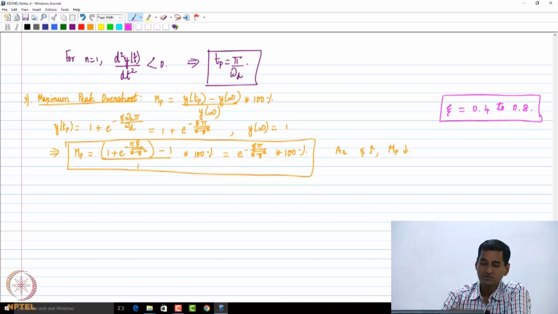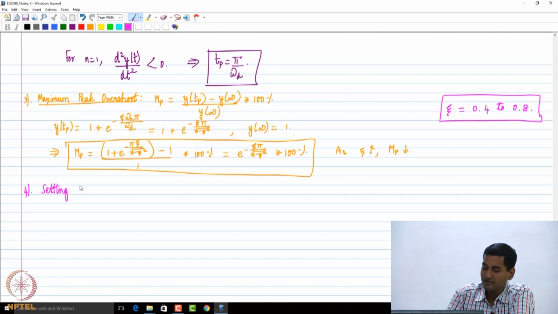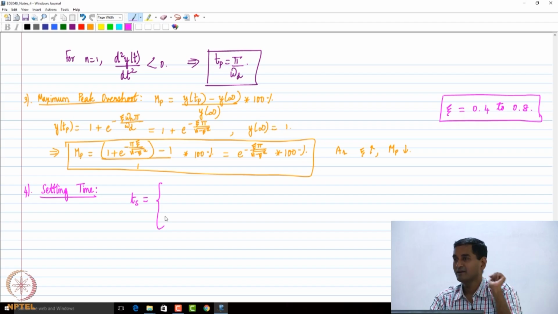Okay, so the last parameter which I am going to touch upon is settling time. This I am going to leave to your homework. I am just going to give you the expressions. You figure out how we got them. The settling time once again is the time taken for the output to settle within a band, right?